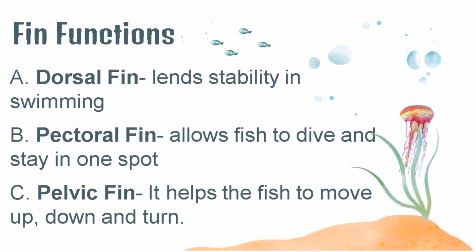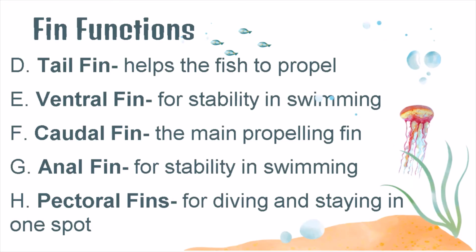Fin functions. Each fin on a fish is designed to perform a specific function. Dorsal fin lends stability in swimming. Pectoral fin allows fish to dive and stay in one spot. The pelvic fin helps the fish to move up, down, and turn. Tail fin helps the fish to propel.